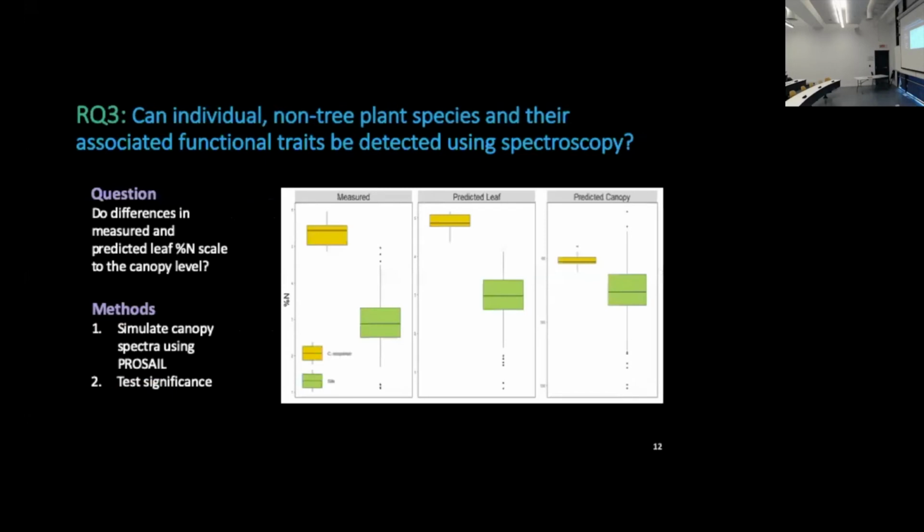So our question was, do differences in measured and predicted leaf nitrogen scale to the canopy level? Essentially what we did was look at the measured and the predicted values, both of which were clearly significantly different, and then created or simulated canopy spectra using the chemical traits that we derived for all of the species, and compared with the rest of the site species. And you can see here this is a significant difference. So the leaf level models and these trait prediction values here are wrong, or they would not represent what's on the ground, but they do still allow you to distinguish Scotch Broom from the site.